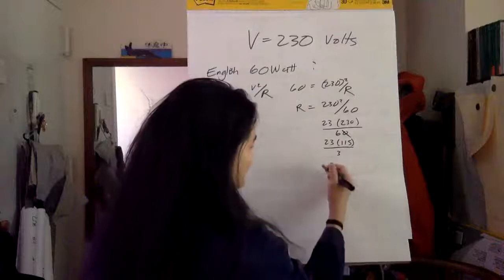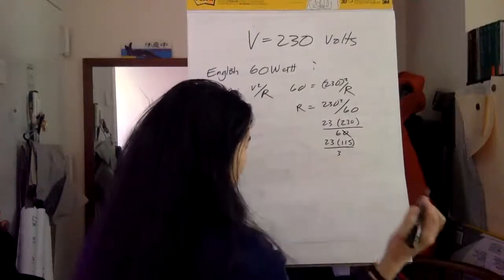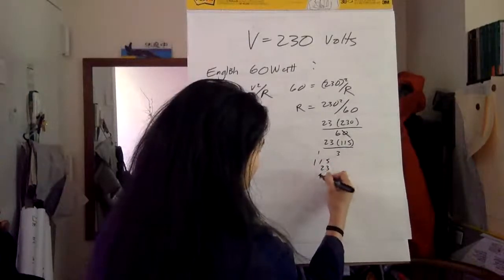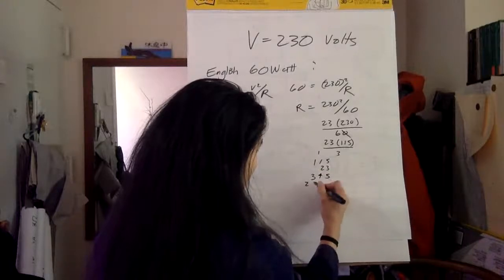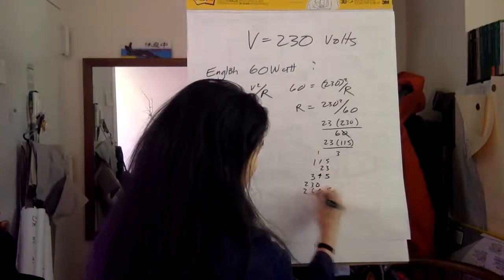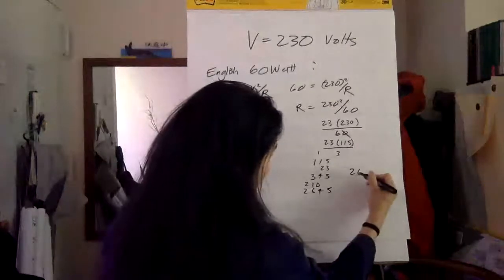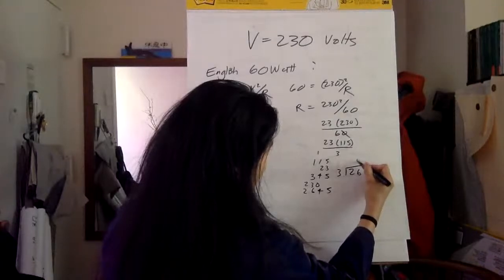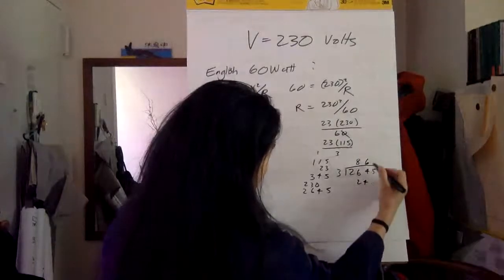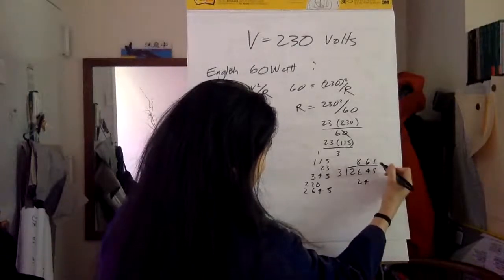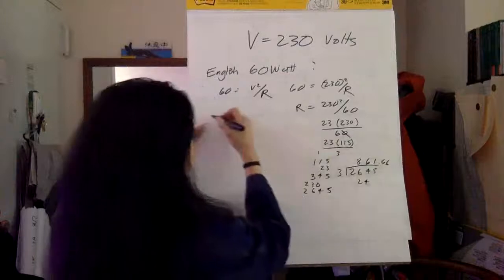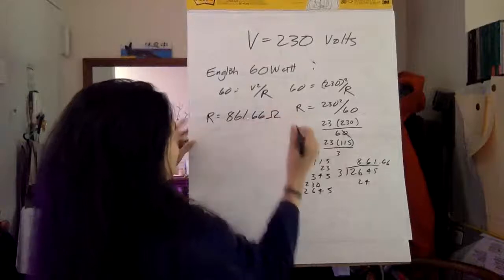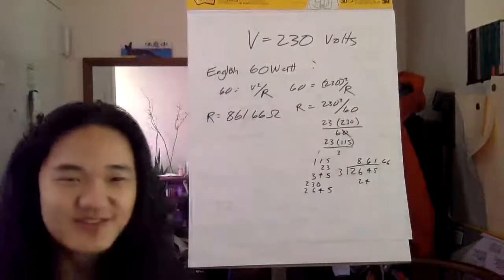Let's multiply that out. 23 times 115, and then I need to divide this by 3. Right, so the resistance of an English 60 watt bulb is 861.66 ohms, right?